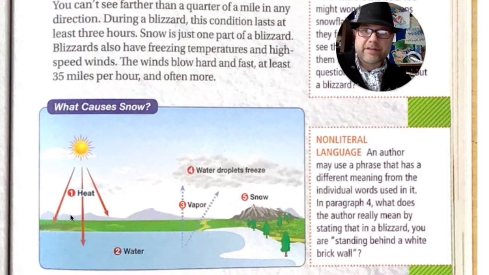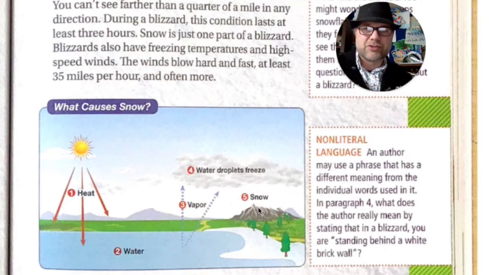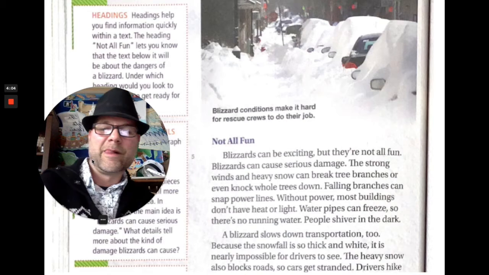And take a look at this diagram. What causes snow? This illustration helps you see what's explained in a previous paragraph. You've got heat from the sun causing the water to evaporate, or turn into vapor or gas, which goes up into the air. And then water droplets freeze. This is the condensation. And then after the water condenses into ice crystals, it snows. Blizzard conditions make it hard for rescue crews to do their job. This looks like a pretty intense snowfall.